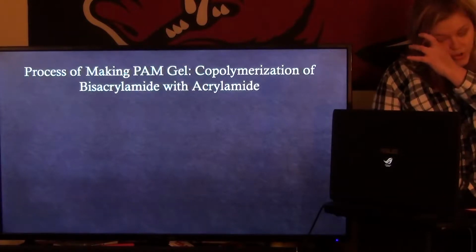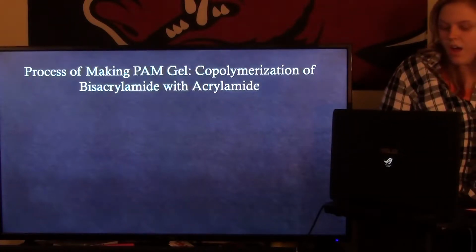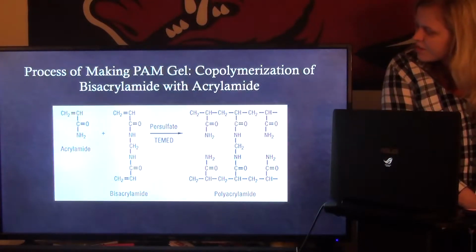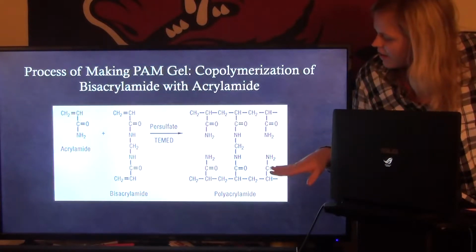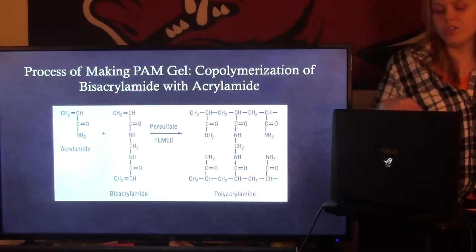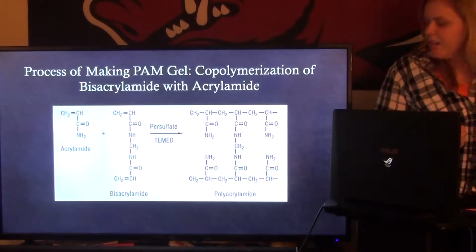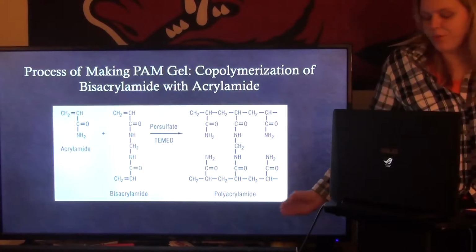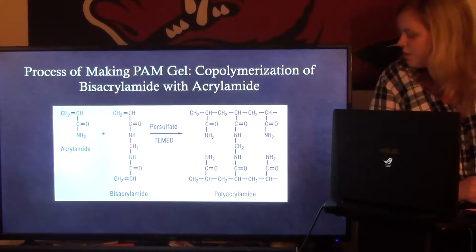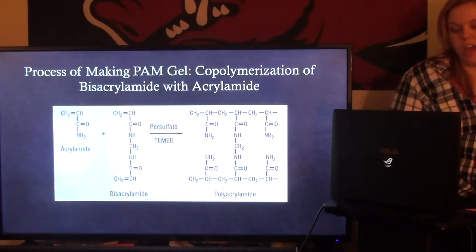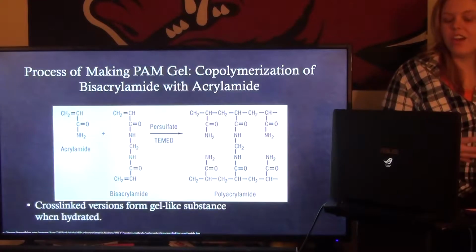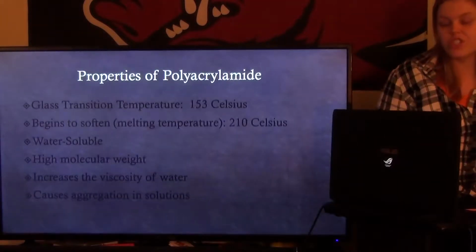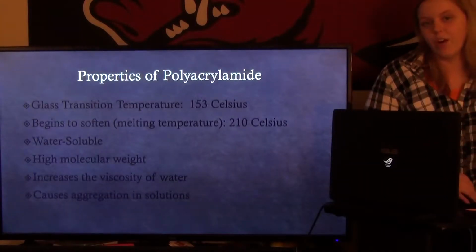So I just wanted to show you guys the cross-linked version of this to make polyacrylamide gel, basically. So there you got the acrylamide, you got the bisacrylamide plus your ammonium persulfate, which is your initiator, and it'll form this cross-linked polymer, which behaves gel-like when hydrated, which is different than its linear counterpart.